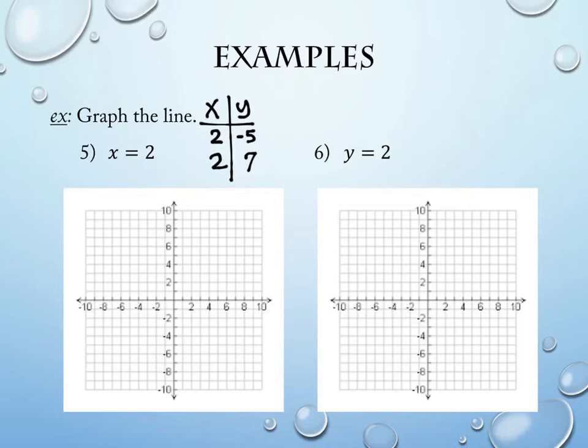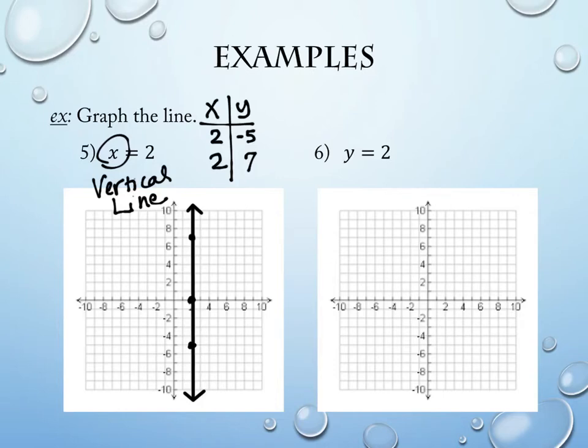So I can plot the point (2, -5), and it would be right here. I can plot the point (2, 7), and it would be right here. I can plot the point (2, 0). I can plot the point (2, anything), because the anything can change, but the 2 can't. X is always 2. So what happens is I always get a vertical line when I'm dealing with an x equals equation. So an x equals equation gives me a vertical line. Okay?